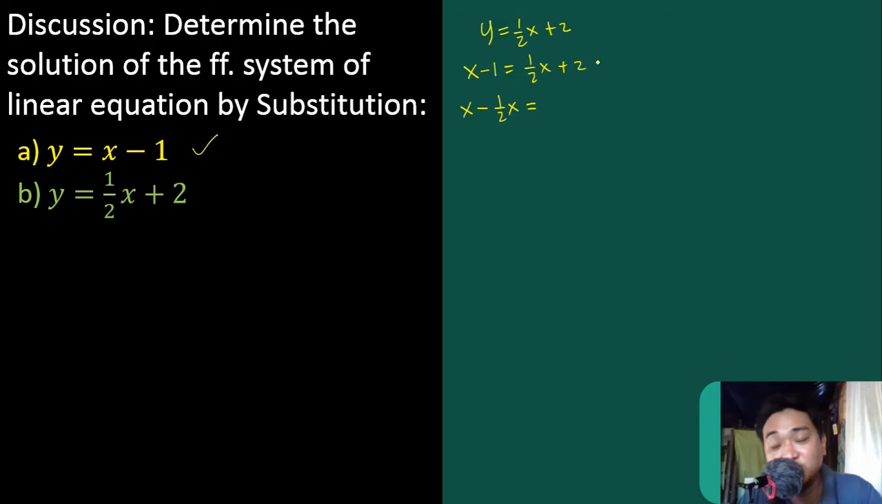Tapos, in -1, transfer natin sa kabila, or transpose natin sa kabila. So, that is 2, -1 becomes +1. While 1/2 x or +1/2 x becomes -1/2 x pag nalipat po natin sa kabila. So, here we have 1, kasi meron tayo dyang imaginary na 1, or parang ghost number na 1, hindi na sinusulat. 1 minus 1/2 is just 1/2, right? So, that is 1/2 x. Now, 2 plus 1 is 3.